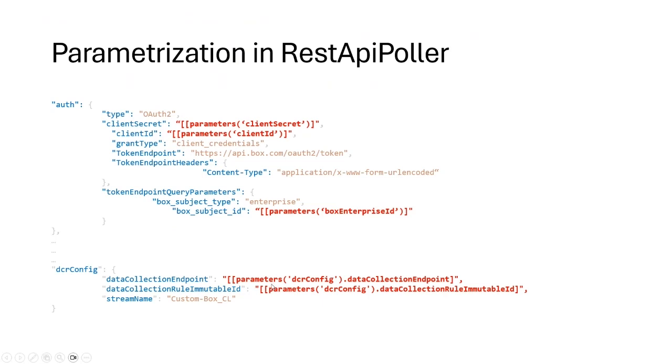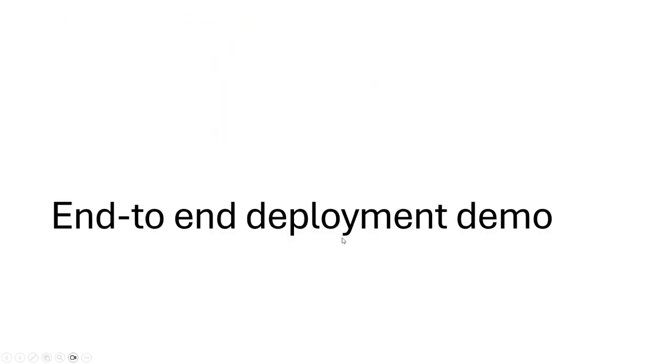These you don't need to modify because they will already be there in the sample ARM template, right? As you can see, I hard coded here the endpoint for the token, so I'm good with that. Okay, all right. Let's do an end-to-end deployment demo. For this, I think I have a video, but let's try to do it live.